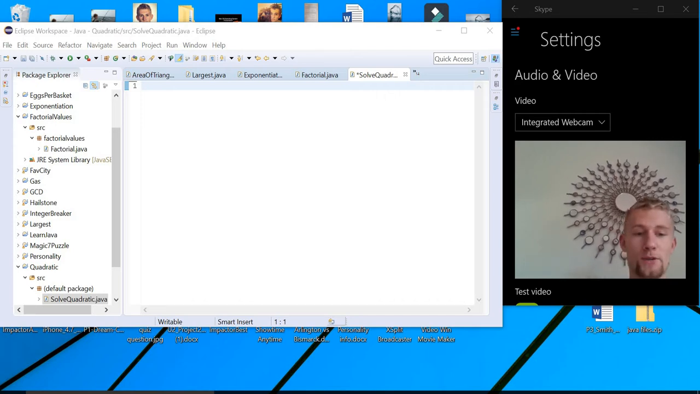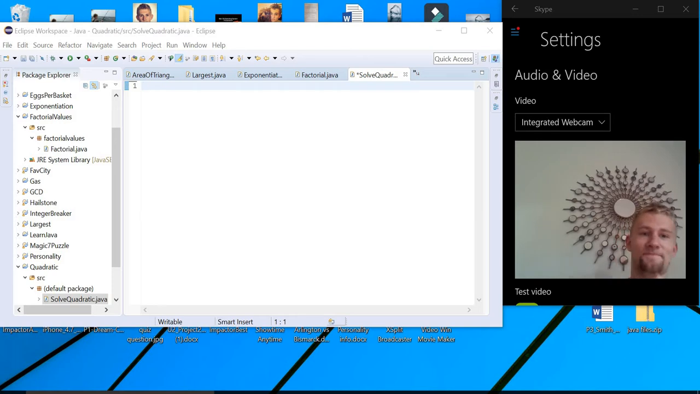Today we will be doing a program with the quadratic formula. If any of you know what the quadratic formula is, it's a formula that helps you find the roots of an equation. Basically the formula is x equals negative b plus or minus the square root of b squared minus 4ac, all over 2a. Okay? So obviously you input a number for a, b, and c, which is what we're going to do in this program. So let's get started.